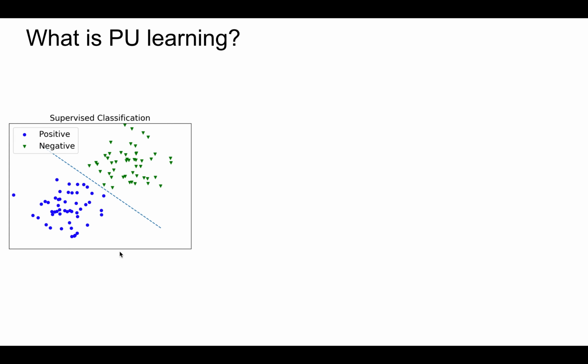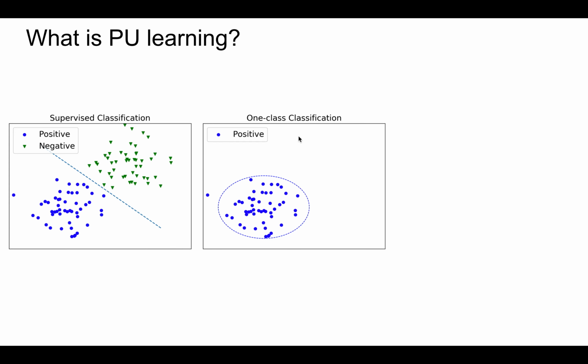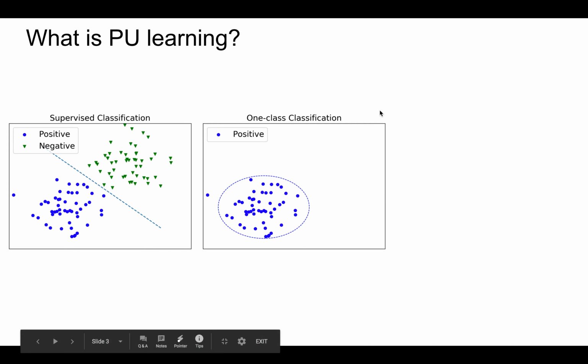Here we have data from two classes, positive and negative, and what we want to find is this decision boundary that separates the two classes. On the other hand, in one class classification, we only have positive data, and we want to find again a decision boundary that separates it from all possible anomalies.